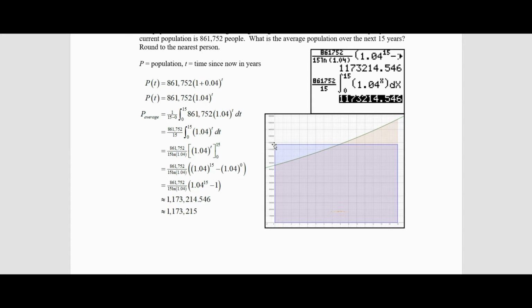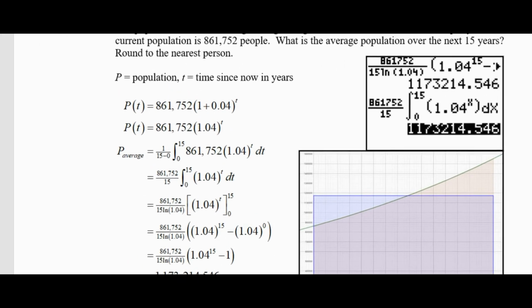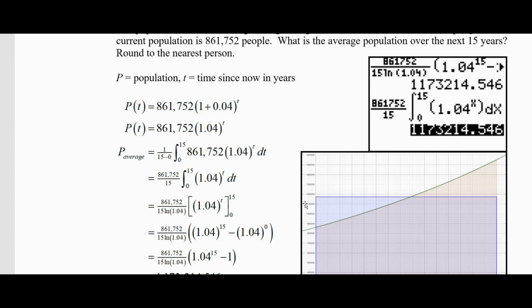So if you look at those numbers, you've really zoomed in a lot. Those are pretty big numbers there, but that's the 1.1 million, 1.173 million right there. So that's the average value of that function.